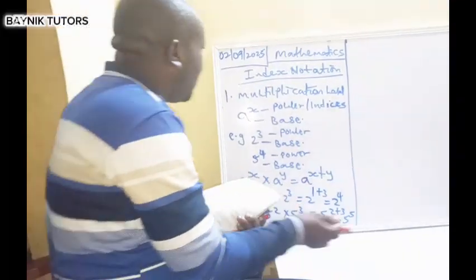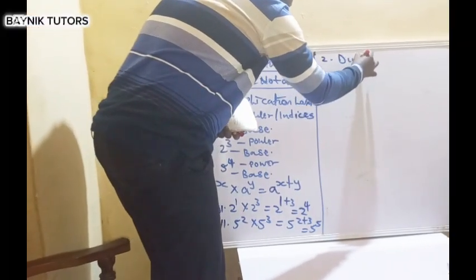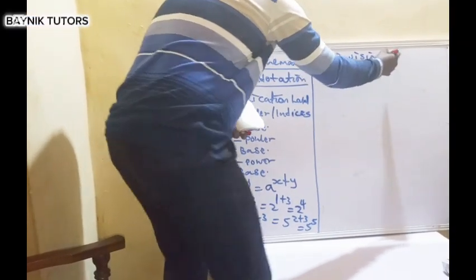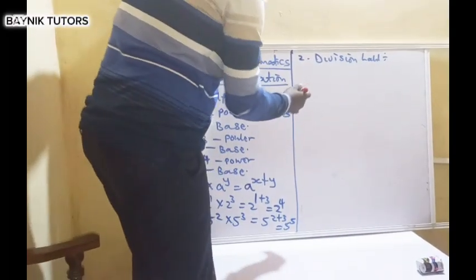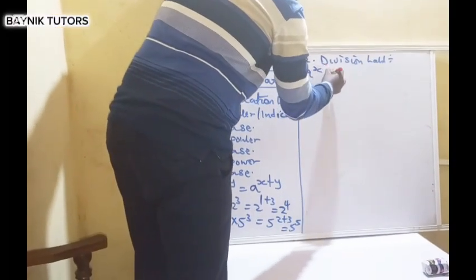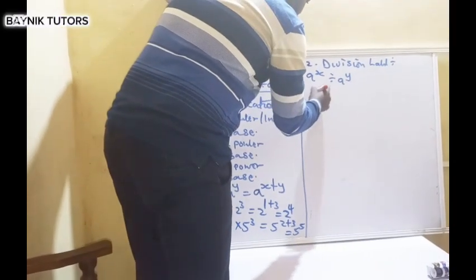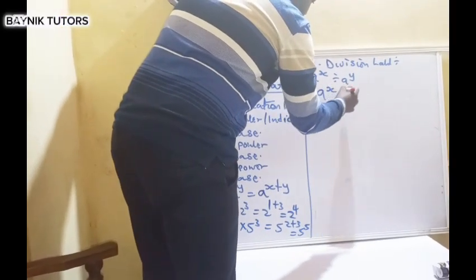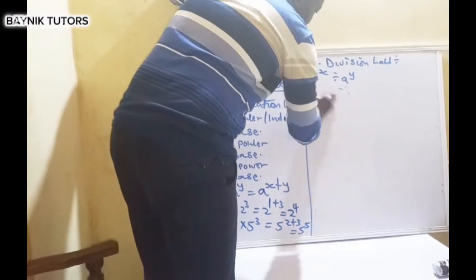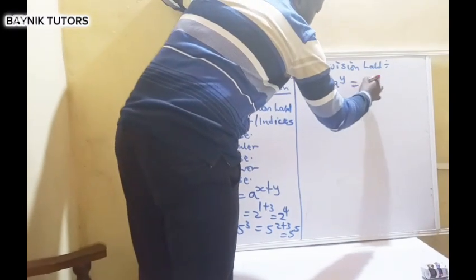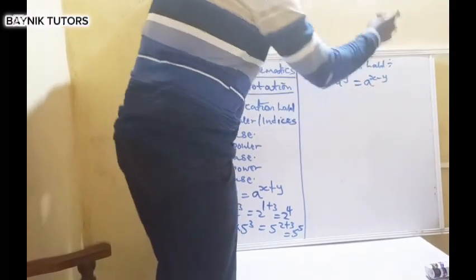So let's move to the second law. The second law we refer to as the division law. For the division law, we talk about a raised to power x divided by a raised to power y, and that would be a raised to power x minus y. Because we pick the common base, that would be a raised to power x minus y. Pick the common base, we subtract.